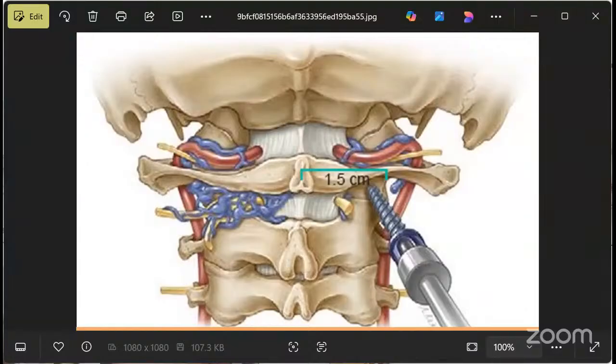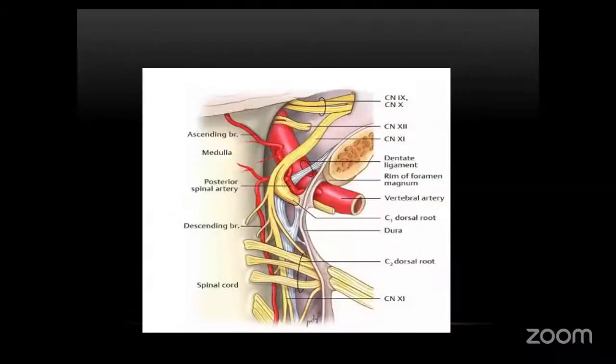Up to here, any question? No, sir. I have another picture. Let me share that one. That would give a better idea in terms of the anatomy.